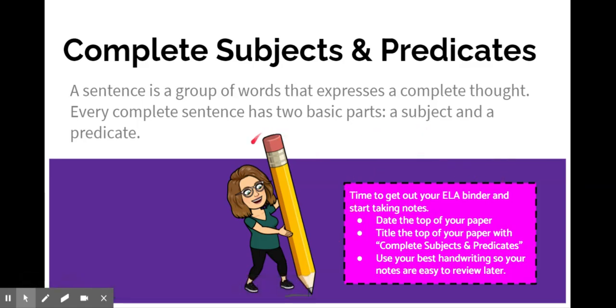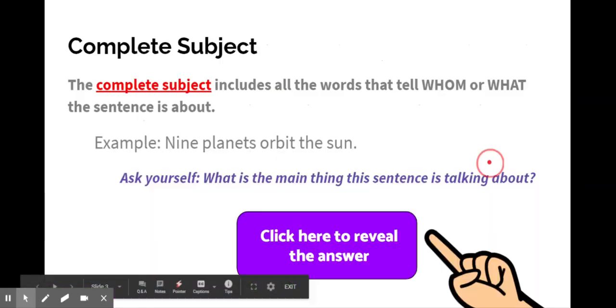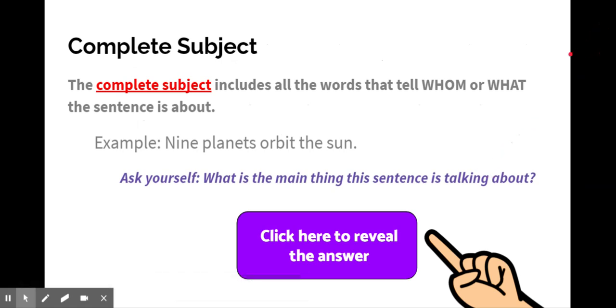Every time you see this handy dandy little Bitmoji of me with a pencil, that means it's note taking time. So we're starting off right now with complete subjects and predicates. And on the following slides, you're going to be doing a lot of writing. So let's get prepared. Our first thing that we're going to be talking about is complete subject.